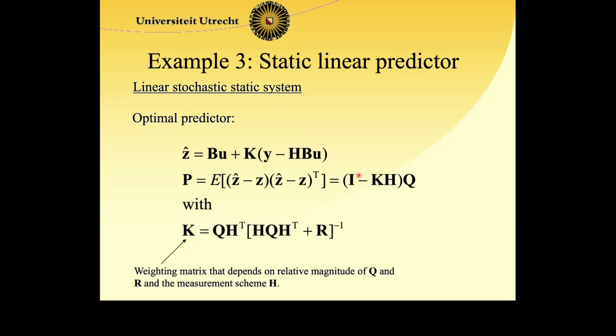And this looks like the equation for P. Also in the Kalman filter, instead of having M here, we have Q directly. The same for the Kalman gain: instead of M, we have Q. So this is the weighting matrix that depends on the relative magnitude of Q and R and the measurement scheme H. So with that, we have an optimal linear predictor.